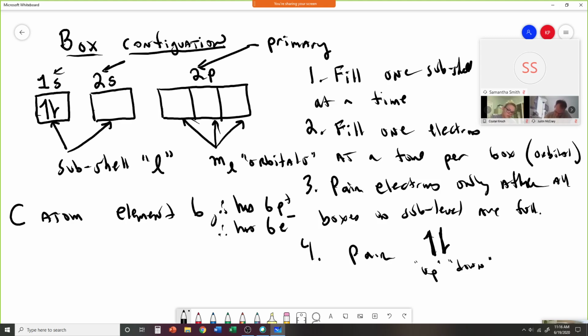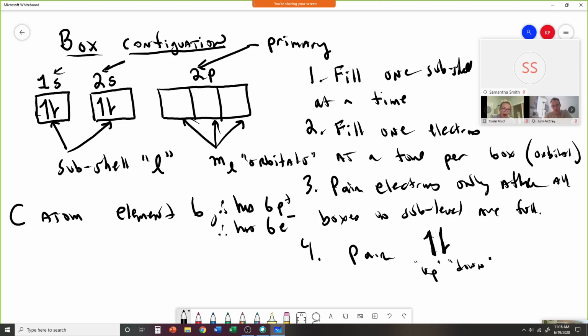I have 4 more electrons left. So I go 1, 2. My s subshell can only hold 2 electrons. My s subshell only has 1 orbital. Each orbital only holds 2 electrons, maximum. So I filled up my 1s, I filled up my 2s. Now I have 2 more electrons left.